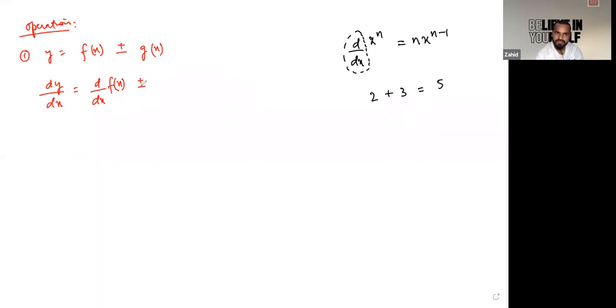So differentiation of the first term plus or minus differentiation of the second term. There is no impact of the first function on the other, and of the other on the first. We have to differentiate each term individually. Now, according to this, I'm using it.